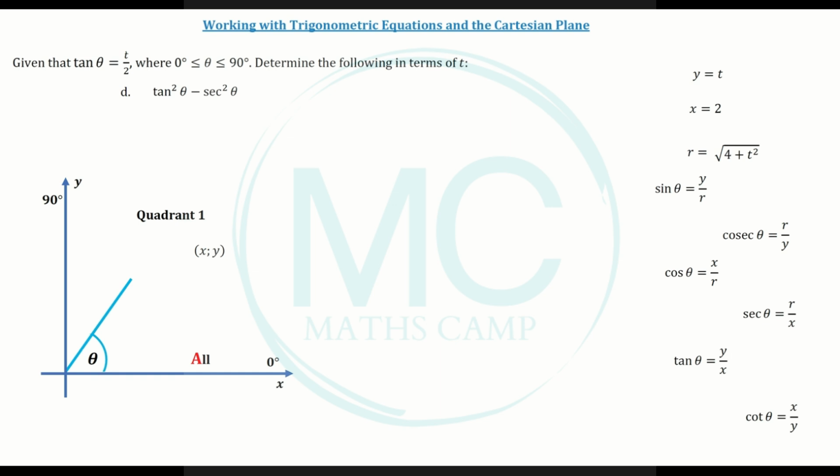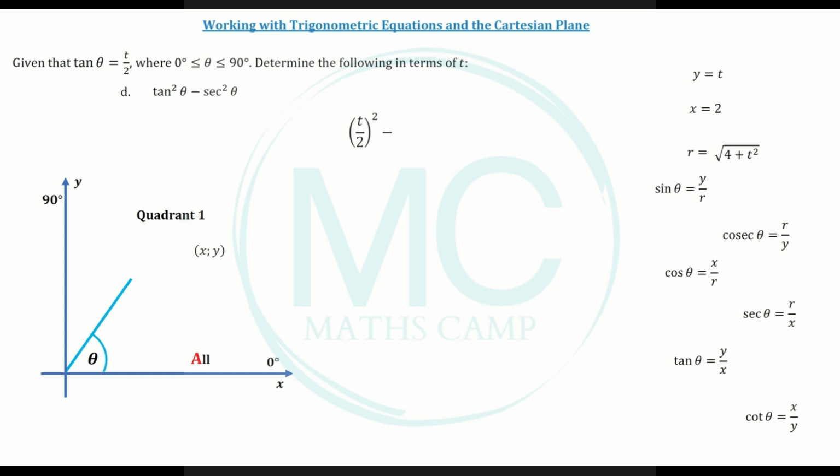Determine tan squared theta minus sec squared theta. The question tells us that tan theta is equal to t over 2. So we can write this over here. We are looking for tan squared theta. So let's put a bracket around our fraction and square it. We need to subtract sec squared theta, so we can say minus.